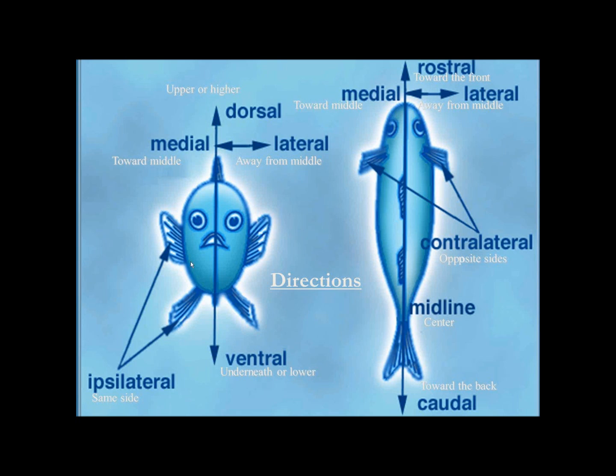In the case of the fish, of course, we have dorsal, which is up away from the back. Medial is toward the middle. Lateral is away from the middle. Ventral is underneath or lower. Ipsilateral is the same side, and you'll see this when you look at electrode combination or montage placement directions. They'll say use the ipsilateral ear or the contralateral ear, which is the opposite side. We have a term called rostral, which is toward the front, and again we have medial and lateral. We have the midline, which we also have on the skull, and caudal is toward the back.